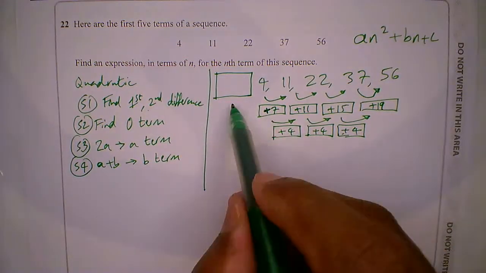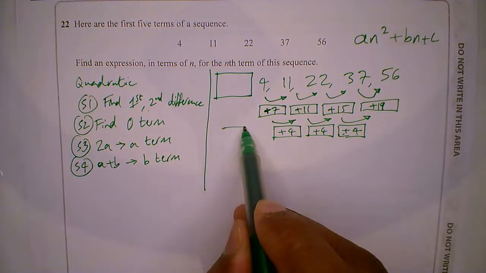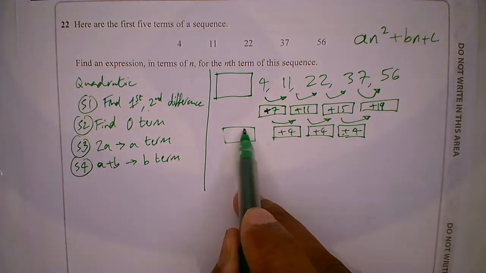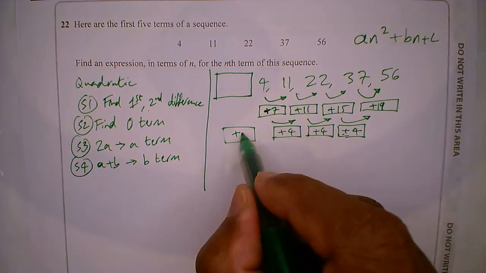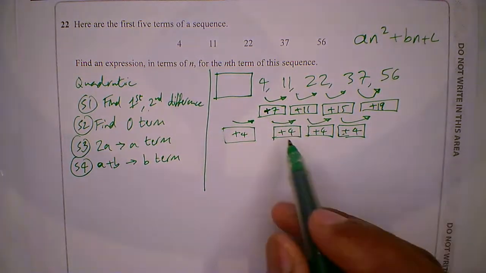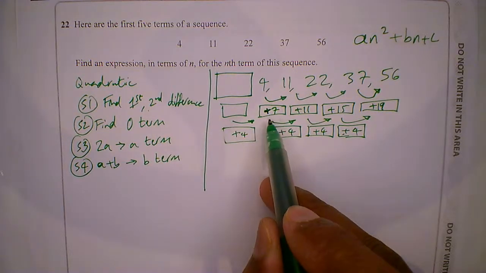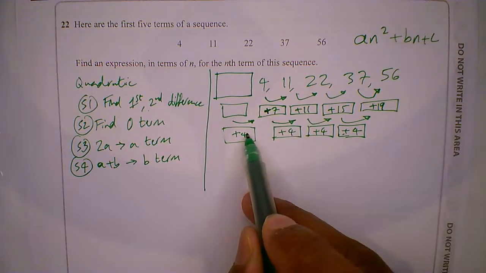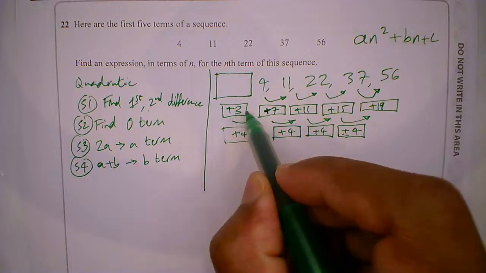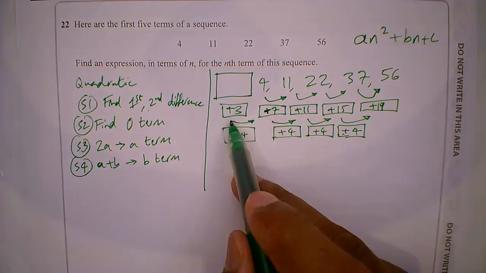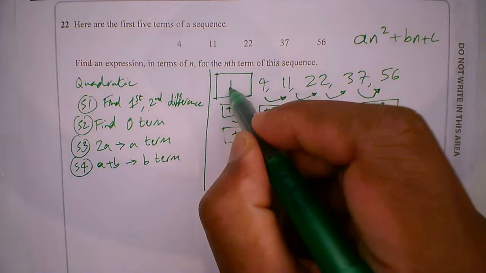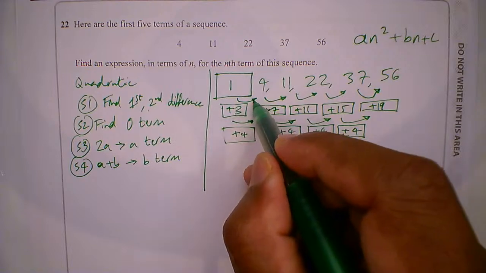Okay, and we can use this pattern. We start with the bottom one, because can you see it's all the same? So this must also be plus 4. And then what is this one here? Something plus 4 is 7, so this must be 7 take away 4 is 3, so this is plus 3. Something plus 3 gives me 4, it has to be 1. 1 plus 3 gives me 4.